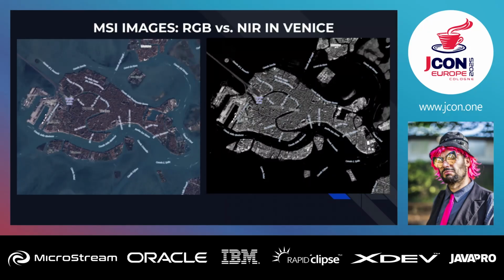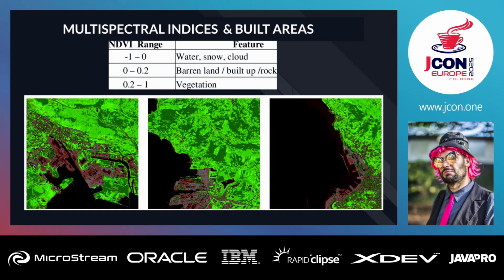And this is, for example, a picture of part of Venice. You can see how it looks in RGB, and the black and white image is the near infrared image. When you take this band and convert it into black and white, then you see these kinds of things. Now, the interesting part is when you combine all this information together, you can get these so-called multispectral indices.